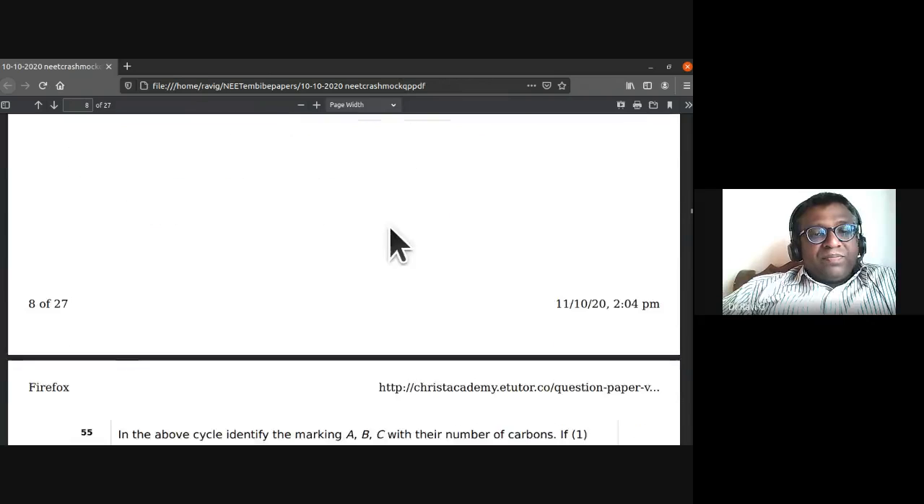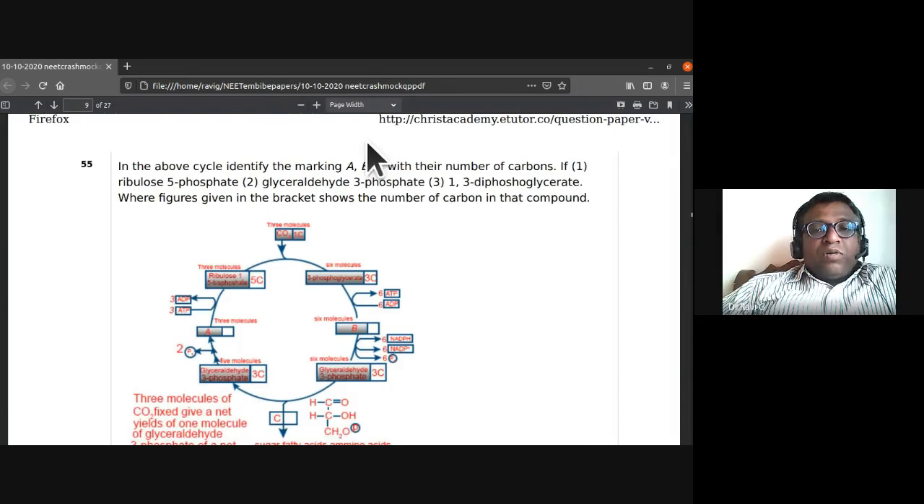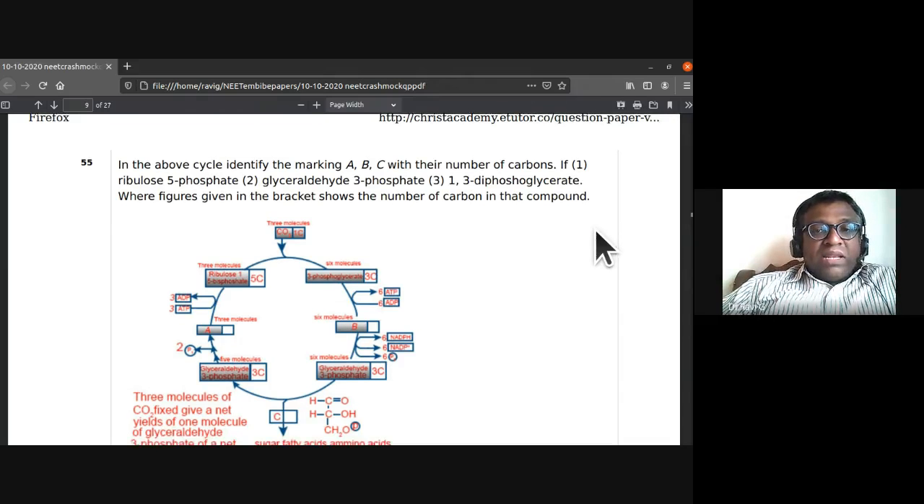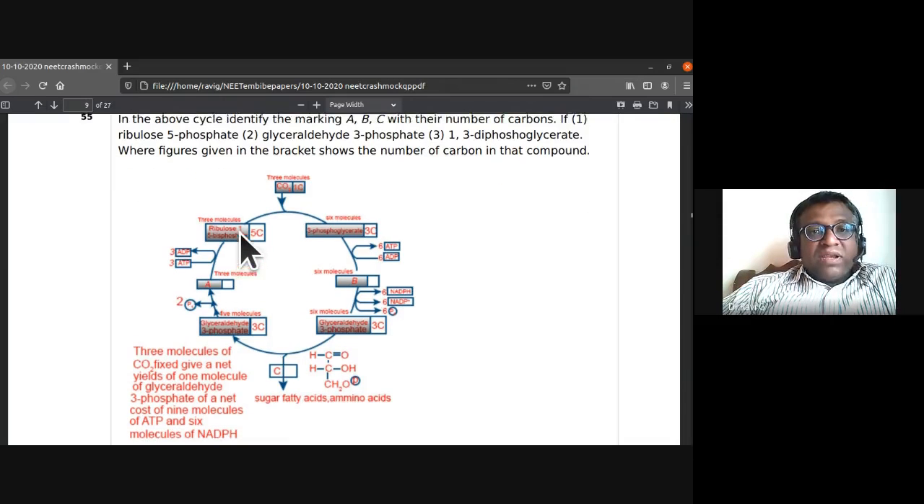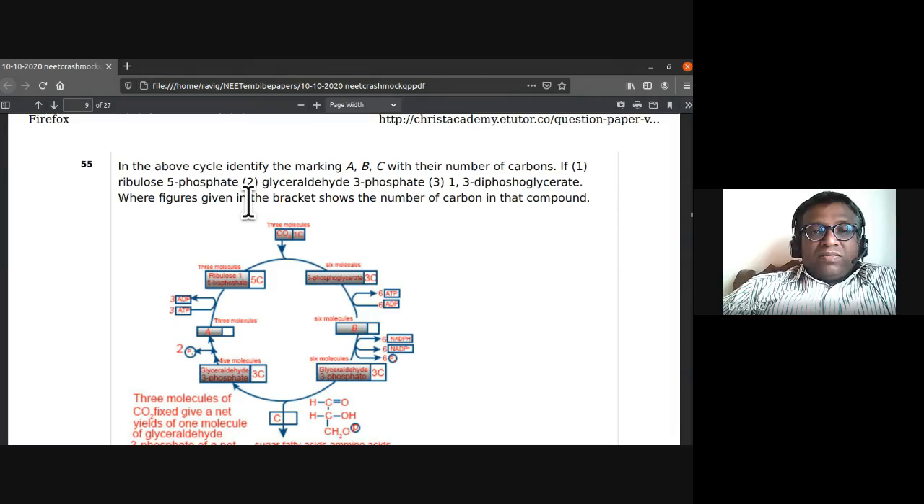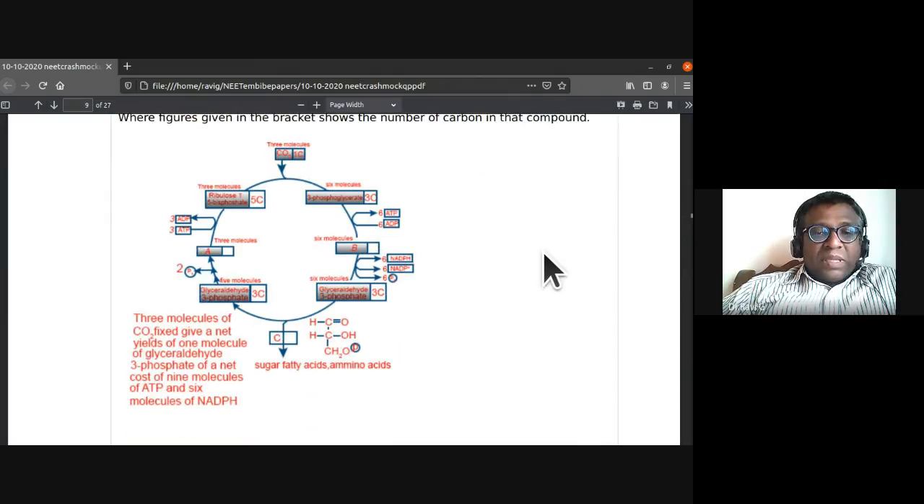For the 55th, in the above cycle, identify the markings A, B, C with their number of carbons: ribulose 5 phosphate, 2 glyceraldehyde 3 phosphate, and 1,3 diphosphoglycerate, where the figures given in brackets show the number of carbons in that compound.